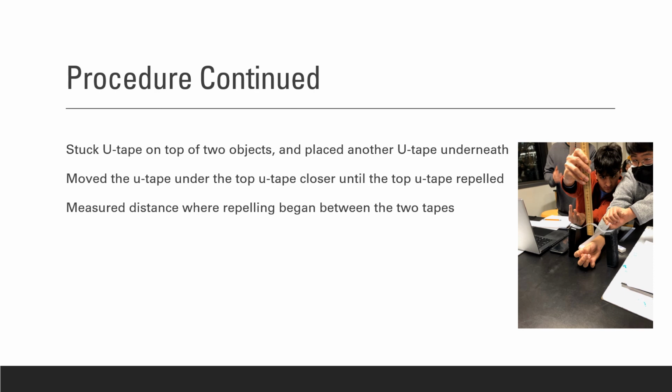The procedure continued as we stuck a U-tape on top of two objects, and then we put another tape underneath it. Then we moved the tape that was underneath closer until the top tape repelled the bottom tape, and then we measured the distance where the repelling began.